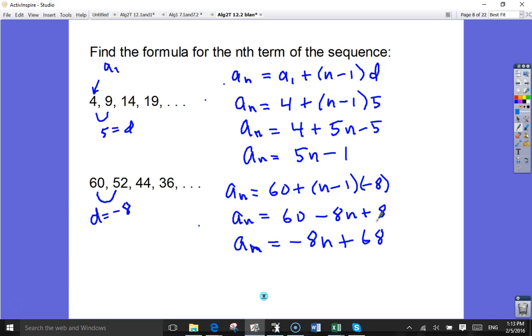I'm consciously writing it like it's an mx plus b kind of thing, but you don't have to. Again, you could check it, make sure that it works. N equals 1 should give me 60. -8 times 1 plus 68, 60. -8 times 2 is -16 plus 68, 52. Okay, so just check it out. Good.